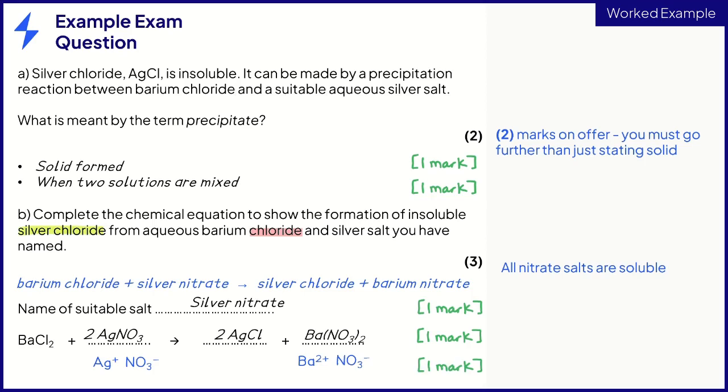State symbols are not asked for, but if they were, the silver chloride would be a solid, as it is the insoluble salt or precipitate. The remaining salts are soluble, so will be aqueous.